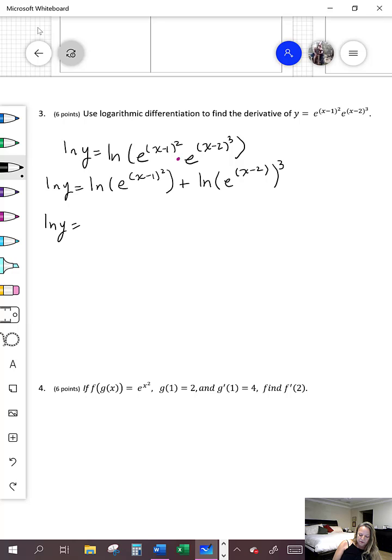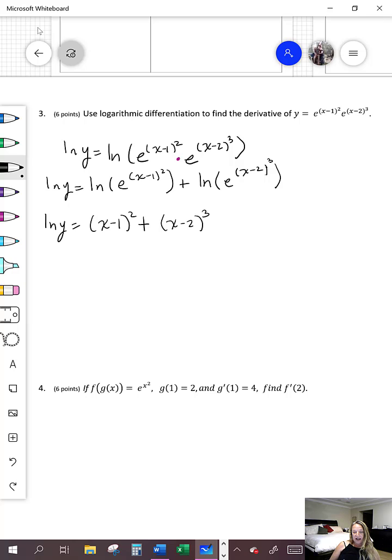So we have the natural log of y is equal to the natural log of e raised to the x minus 1 quantity squared. So natural log, by definition, is saying what exponent you're going to raise e to, to get this back? E raised to the x minus 1 quantity squared. Well, that's just x minus 1 quantity squared, plus, same thing here, natural log of e all raised to the x minus 2 quantity cubed is just x minus 2 quantity cubed.